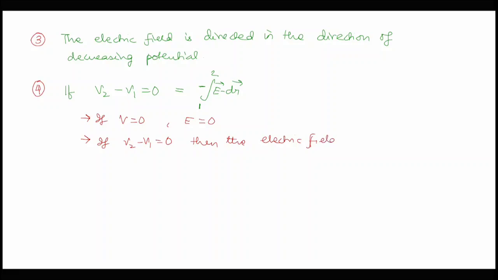The electric field is perpendicular to equipotential surface or equipotential regions, that is E perpendicular to dr. And since E and dr are in the dot product inside this integral, and two vectors that are perpendicular to each other give a dot product of 0, hence we can say that the value V2 minus V1 equal to 0 is justified on the left hand side.